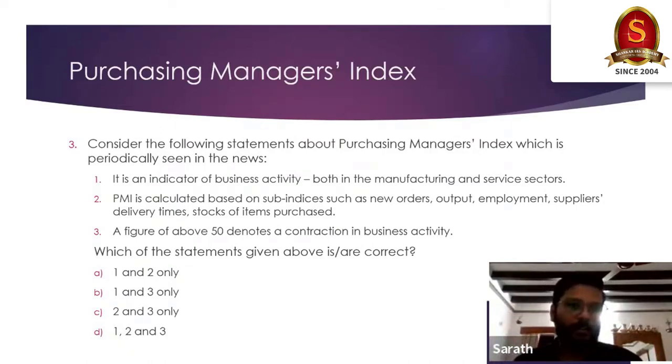That is what is the error in the third statement. A figure of above 50 denotes a contraction in business activity. That's wrong. A figure above 50 denotes an expansion in the business activity. One below 50 indicates a contraction. 50 exactly means that there is no expectation of change. So the answer is A, 1 and 2 only. So let's take a look at the next question.